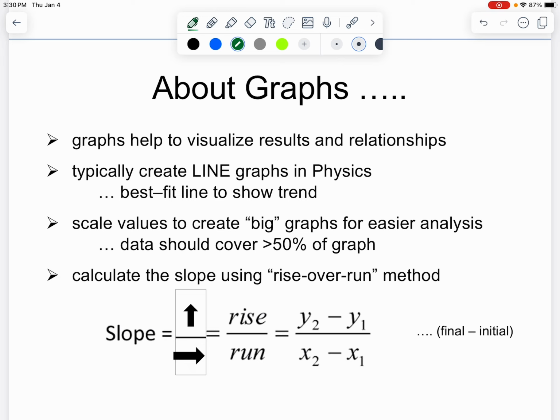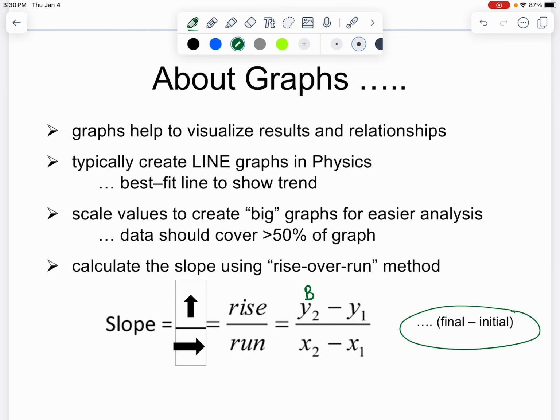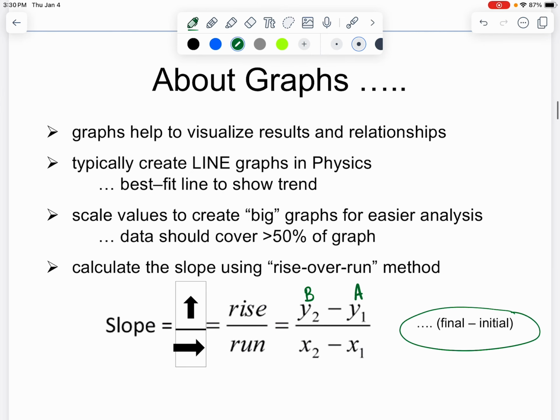Instead of saying y2 minus y1, we're going to say final minus initial. So if my graph is showing distance on the y-axis, this would be my final location, and this would be my initial location. So the change in my position would be point B minus point A, my final position minus my initial position. On the x-axis, it works the same way. This would be data point B, and this would be data point A. So go ahead and program your brain now.